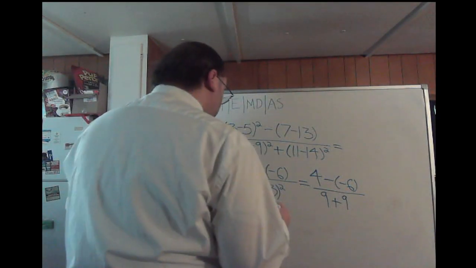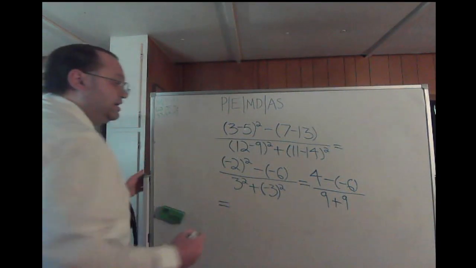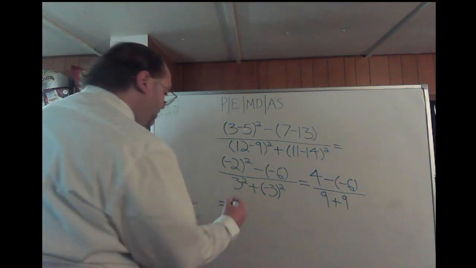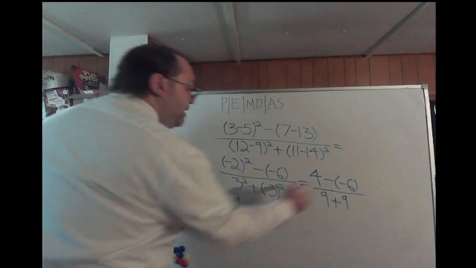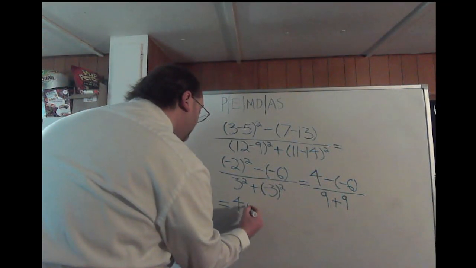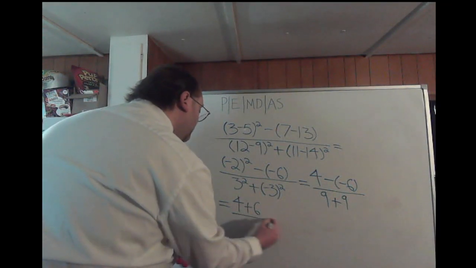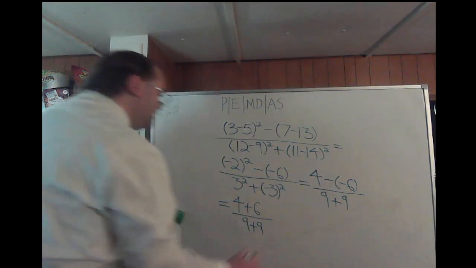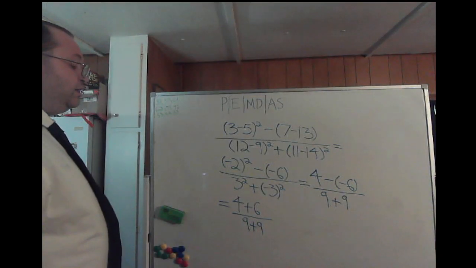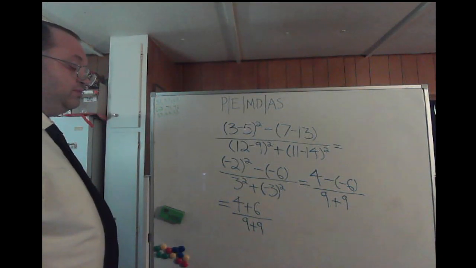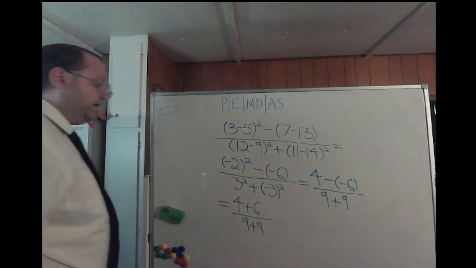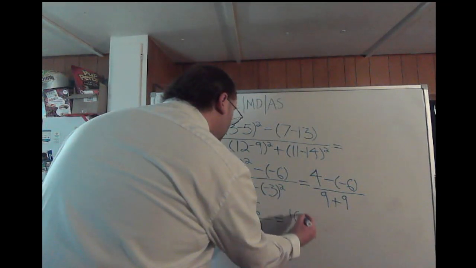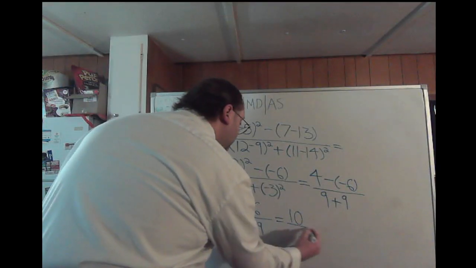Now, I'm going to bring it over here. Next thing we're left with simple subtraction and addition. Let's start with the numerator. We have 4. Now minus makes a plus. That'd be 4 plus 6 over 9 plus 9. Right? Okay, now we have simple addition problems in the numerator and denominator. 4 plus 6, that's going to be 10. 9 plus 9, that's 18.